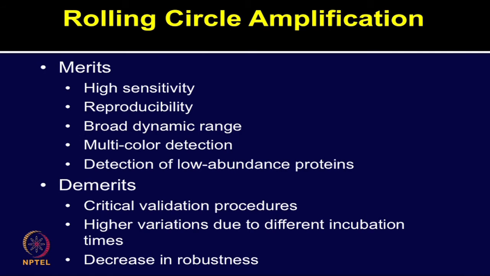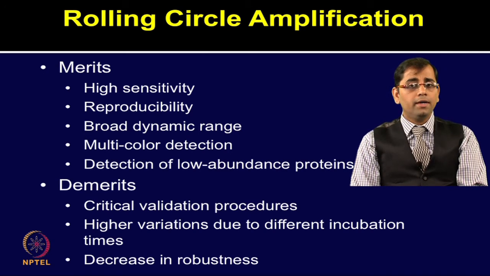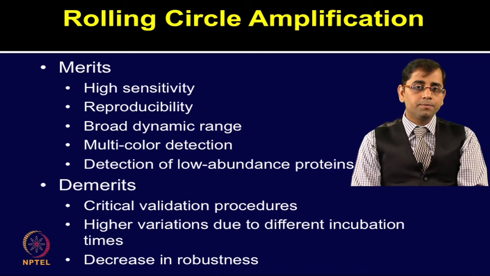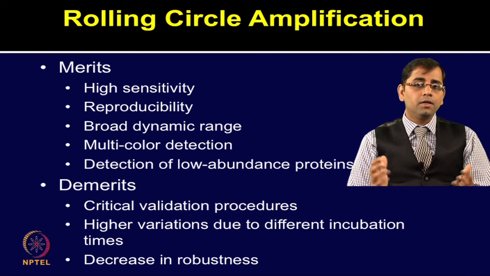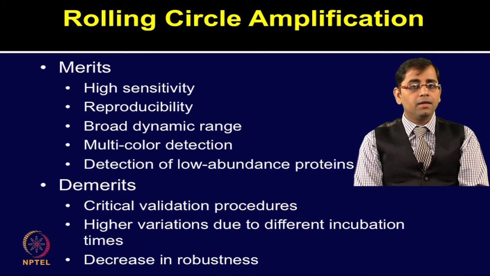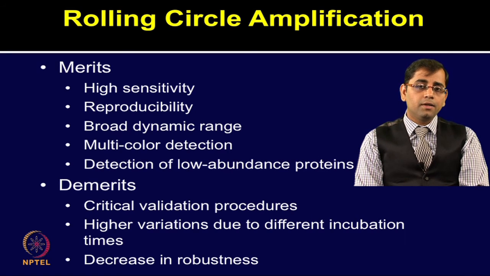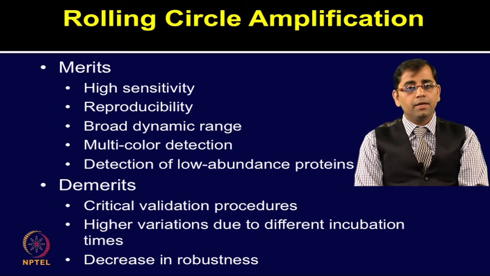Advantages of the RCA method as compared to direct or indirect fluorescence labeling include higher sensitivity, reproducibility, broad dynamic range of detection, multicolor detection, and detection of low abundant proteins. The demerits include the critical validation procedures and higher variability due to the inherent incubation timings, which are different for these assays. I'll now talk to you about a generic scheme of fluorescence detection by illustrating the concepts in an animation.